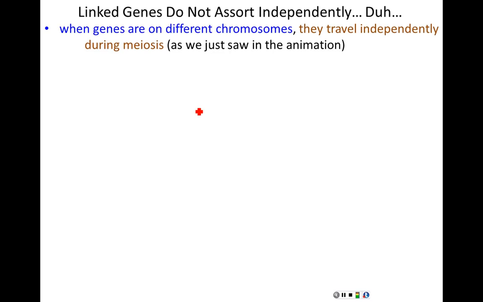So linked genes don't assort independently. Well, duh, I just told you that. They can't assort independently because they're physically chained to one another on a single chromosome molecule. When genes are on different chromosomes, when they are unlinked, they travel independently. They're completely oblivious to one another. We get every possible combination in equal proportions, just as we saw in that first animation.